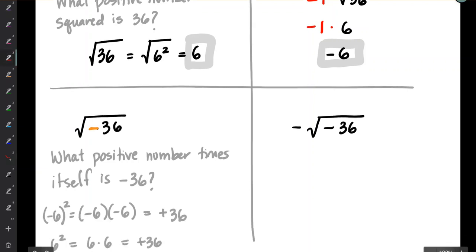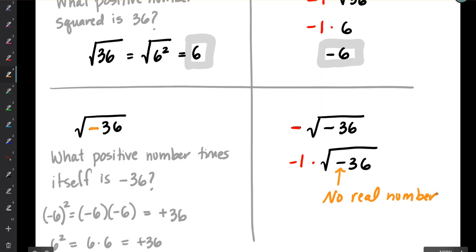Now on the fourth one, this negative is still a minus 1 times the square root of negative 36, but just like the one that we did before, that's the problem. So if you have negatives inside the square root symbol, there's no real numbers that make that a true statement, or sorry, that we can answer that for.